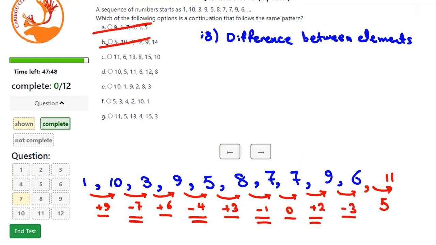Let's see which choices we can reject: this choice, this one, this one. Next one, if we consider this one: 2, 5, this one, 0, negative 3, negative 6. So it will be 5. So 11, 5. So the answer is G.